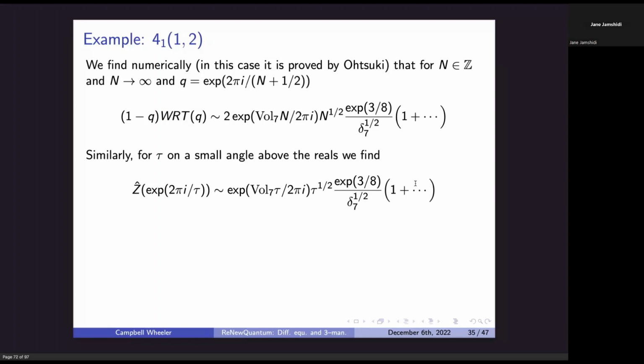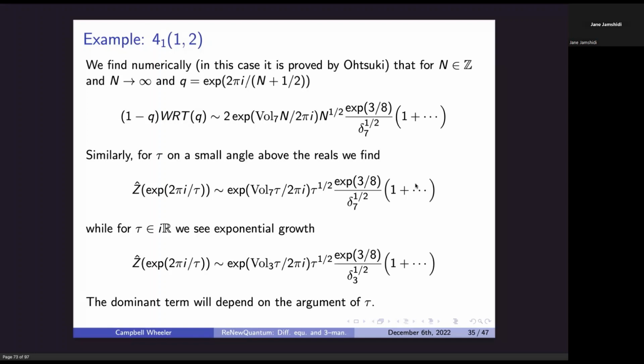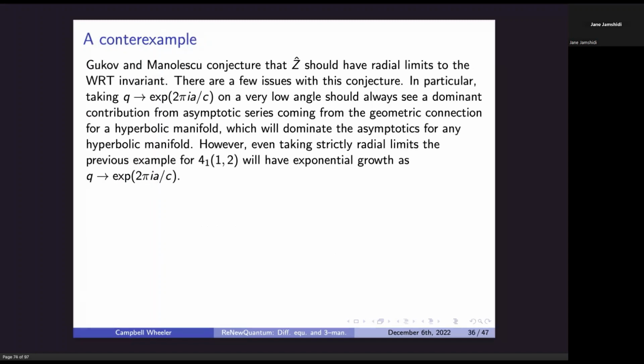So it gets a little messy to write, but now if we look, instead of on a small angle near the reals, if we look at going directly radially, so sending q to 1 radially from 0, we see some other kind of exponential growth. And here we see the SL(2,R) connection appearing. And so this exponentially blows up, which is a little surprising because this gives a counterexample to, and this happens at all roots of unity. So I'm sending q to 1 here, but you can send q to any root of unity.